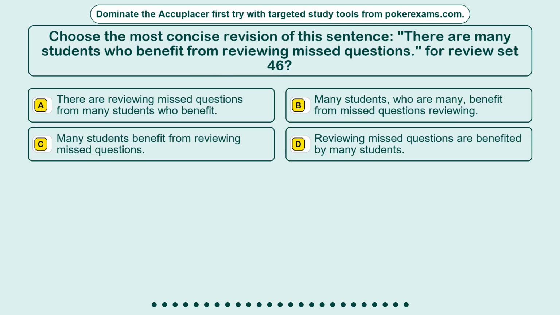Question 22. Choose the most concise revision of this sentence. There are many students who benefit from reviewing missed questions. For review set 46. Option A. There are reviewing missed questions from many students who benefit. Option B. Many students, who are many, benefit from missed questions reviewing. Option C. Many students benefit from reviewing missed questions. Option D. Reviewing missed questions are benefited by many students.